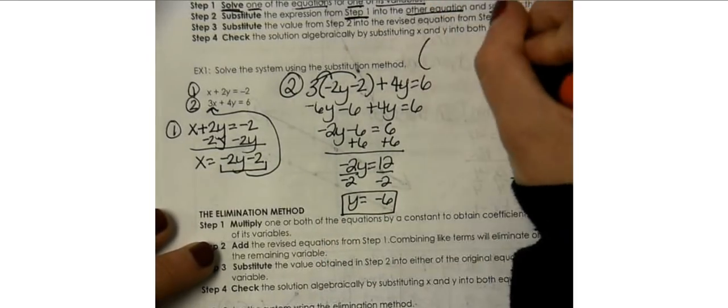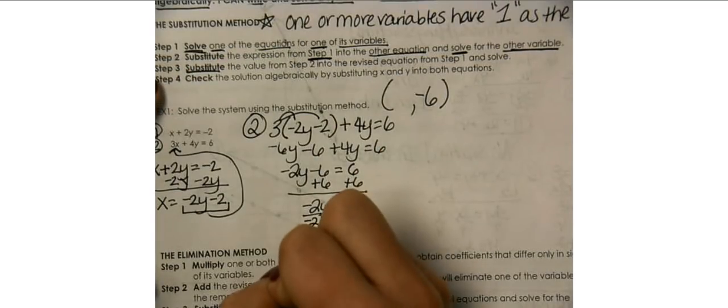Cool, I ended up with a y value. And what that tells me is that I'm going to end up with an ordered pair as my final answer. So I'm going to put -6 into the y position. And now I'm ready to do step 3. Step 3 says substitute the value from step 2. So I'm going to substitute y equals -6 into the revised equation from step 1, and I'm going to solve.